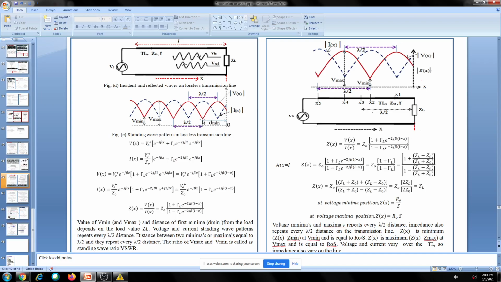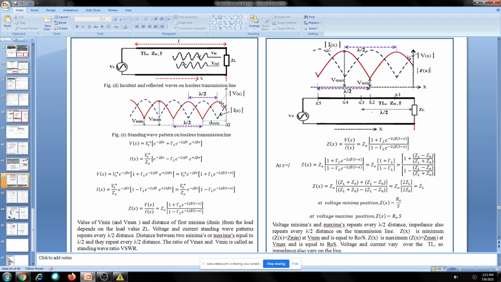This is called the first minimum. Starting from the load point, you move towards the source. Whenever you observe a minimum voltage, you stop there and note down the distance from the load to the minimum position. That is called the d minimum. It is very important for some other applications, and we will come to know what the application is. So this minimum will be there.